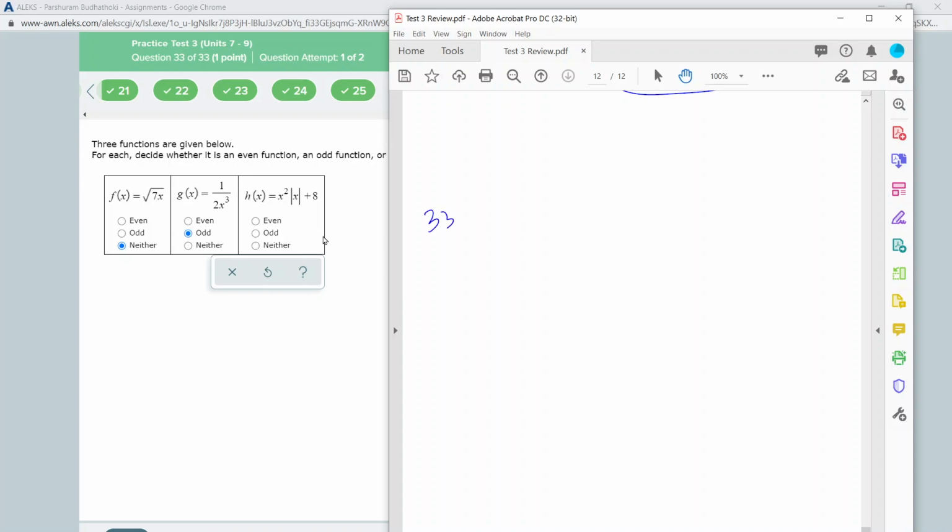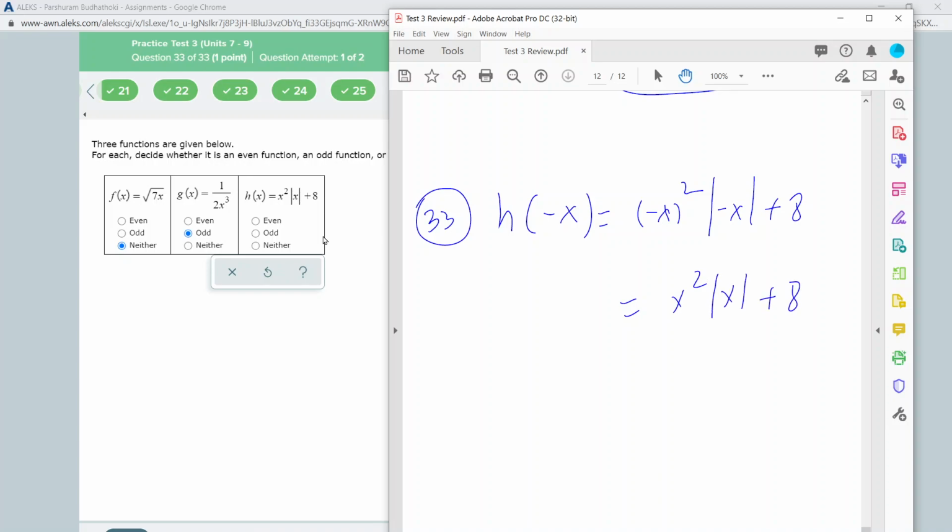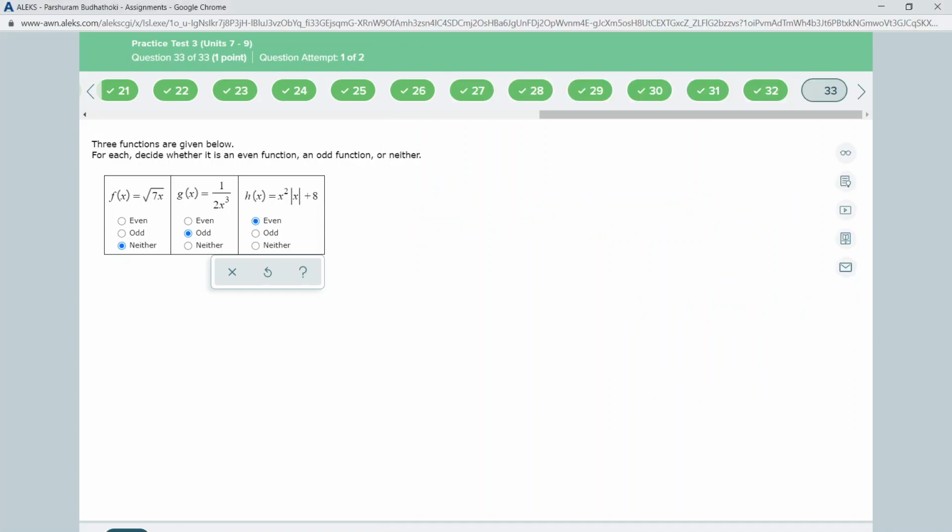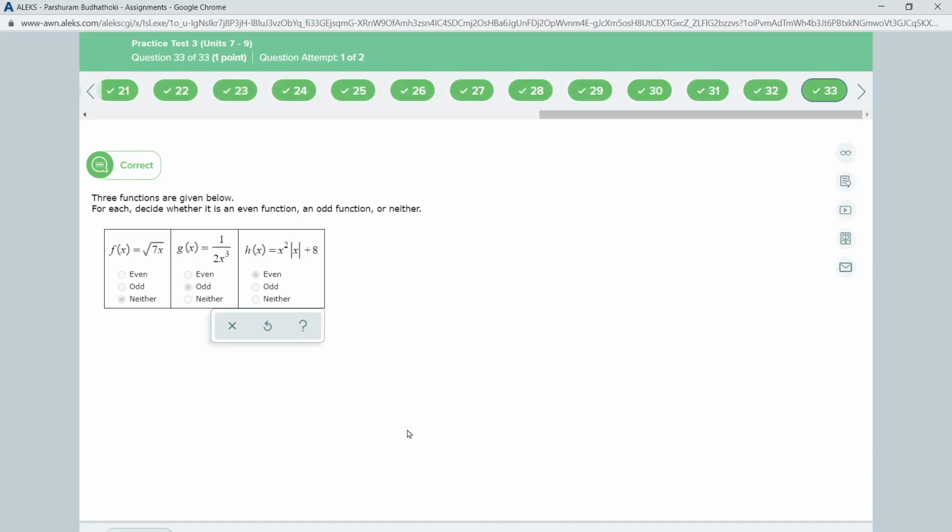Okay, 33. I'm going to find h of negative x, which is negative x squared, absolute value of negative x, plus 8. This is just x squared, and the absolute value of negative x is again the absolute value of x. So as you can see, this is the same function as h of x. So h of negative x is the same function as h of x. That means it's the definition of an even function. So let's check it. Correct. And we're done. So that's the 33 questions.